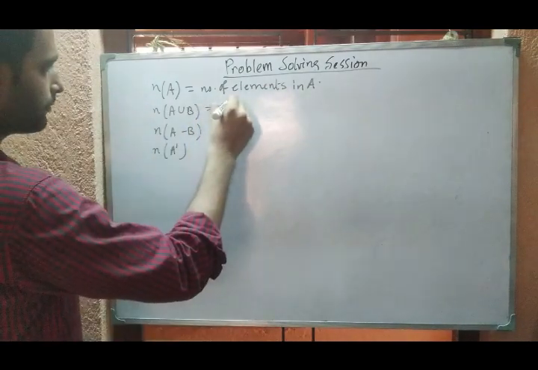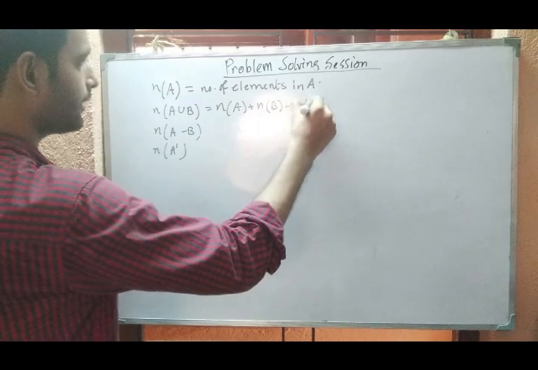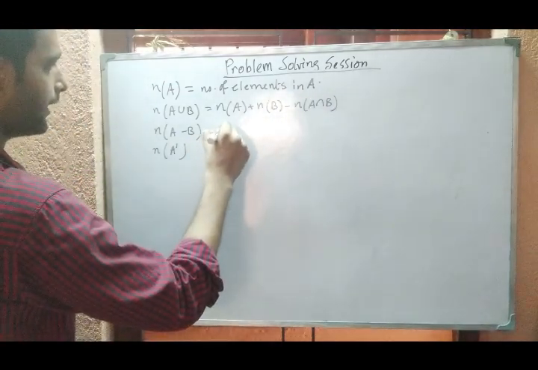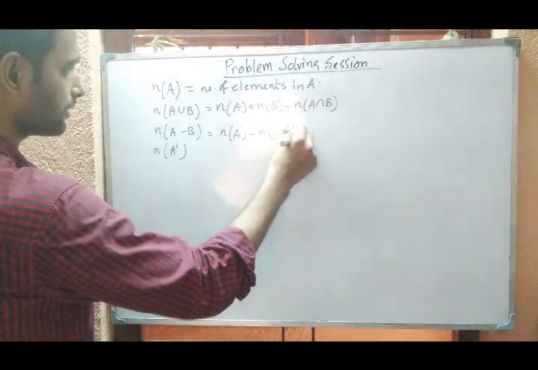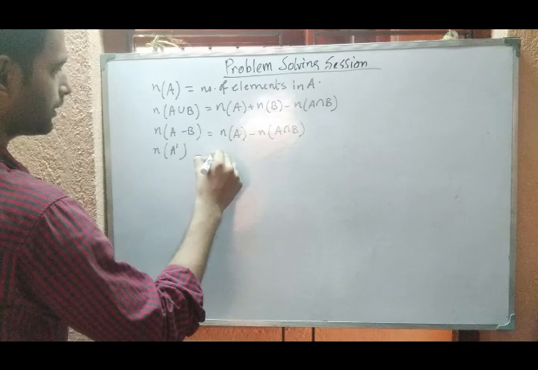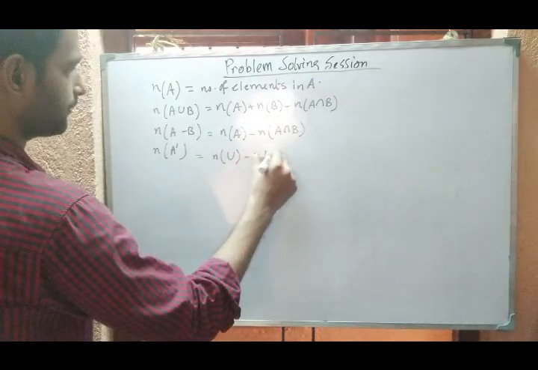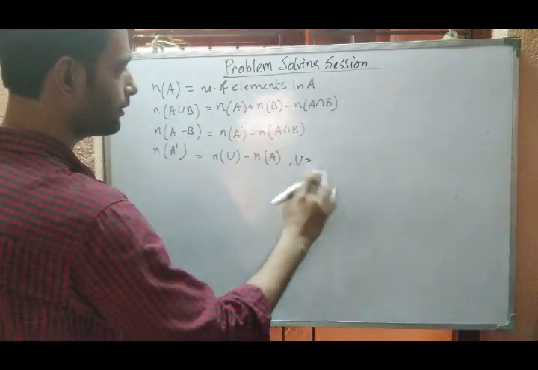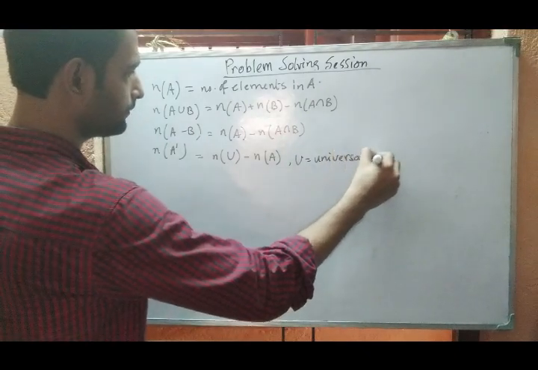Okay, this stands for n(A) plus n(B) minus n(A intersection B). This stands for n(A) minus n(A intersection B). This stands for n(U), that is the universal set, minus n(A), U being the universal set.